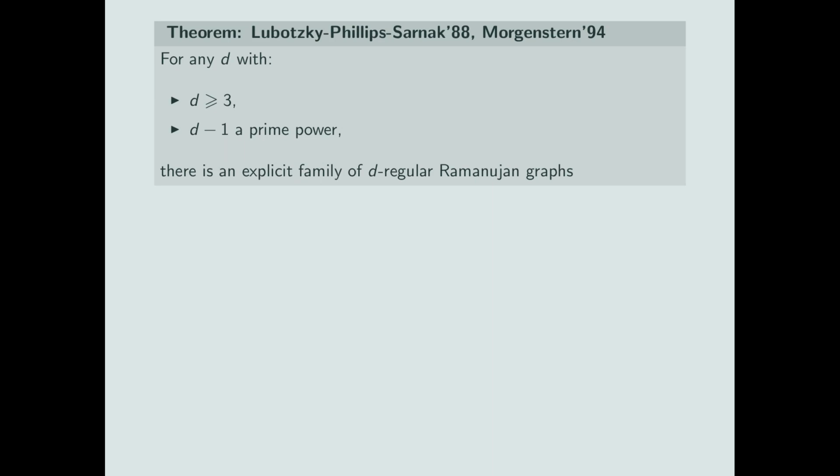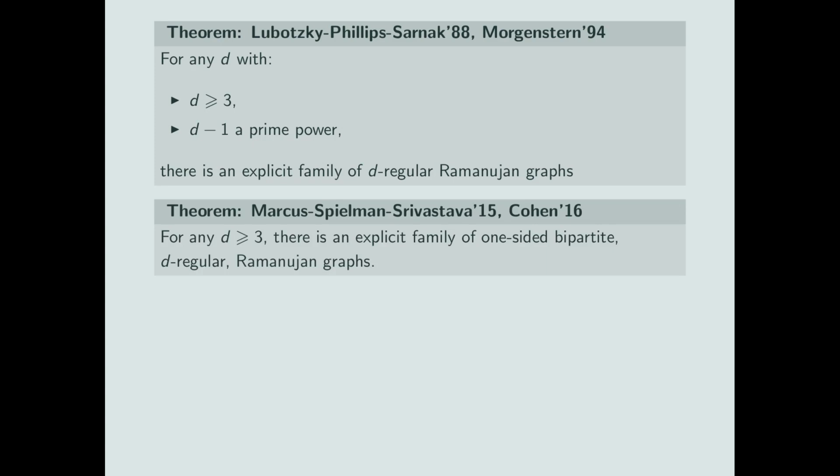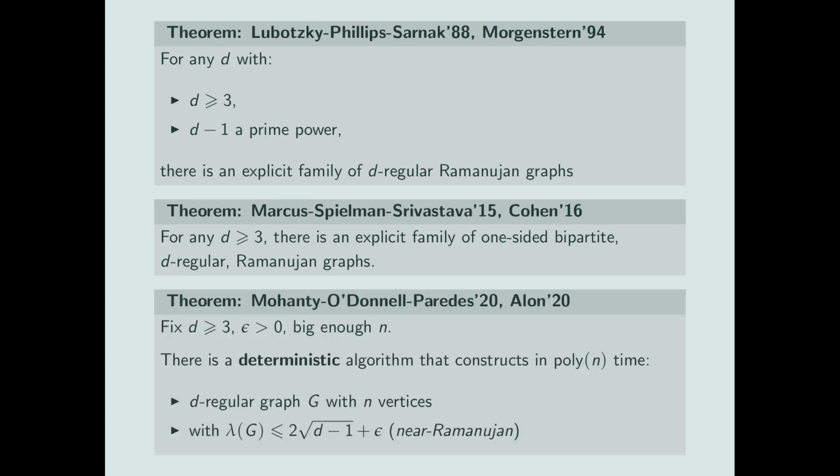In the 80s and 90s, Lubotzky, Phillips, and Sarnak, and Morgenstern showed that the answer is yes, if the degree d is 1 unit more than a prime power. More recently, Marcus, Spielman, and Srivastava and Cohen showed that if we only care about lambda 2, the second largest eigenvalue, we can construct bipartite one-sided Ramanujan graphs, meaning they only bound lambda 2. Even more recently, Mohanty, O'Donnell, and myself, and also Alon, showed that if we only settle for near Ramanujan graphs, meaning graphs where lambda is a small epsilon away from being optimal, then we can explicitly construct such graphs for all degrees.